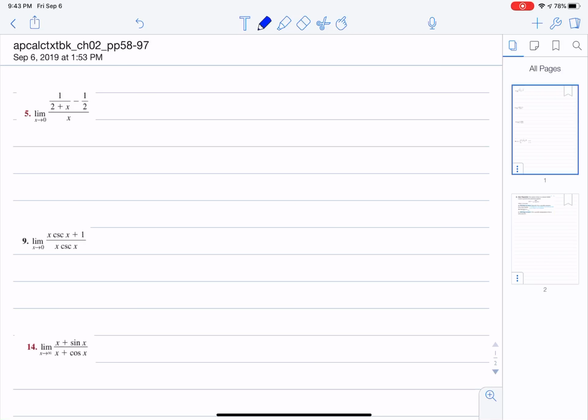Hey guys, I'm going to be showing you some calculus practice problems. These are from chapter 2 of a calculus 1 book, and it's about limits. So I'm going to be doing this first question for you.